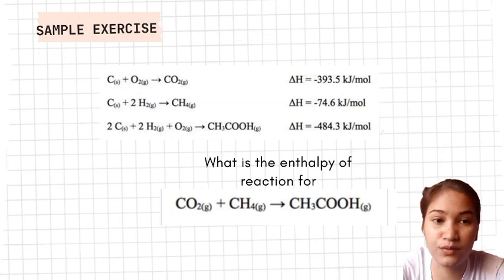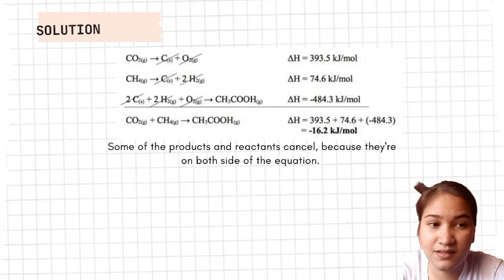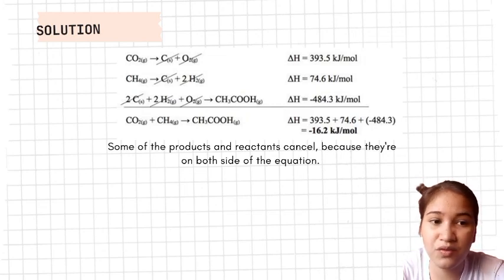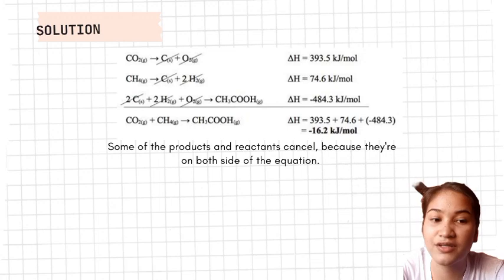484.3 kilojoules per mole. We need to cancel out products and reactants which appear on both sides of the equation, giving us the equation carbon dioxide reacts with methane to produce acetic acid. In order to get the enthalpy change of this equation, we'll add all the enthalpy changes of our three reactions, 393.5 plus 74.6 plus negative 484.3 is equal to negative 16.2 kilojoules per mole.